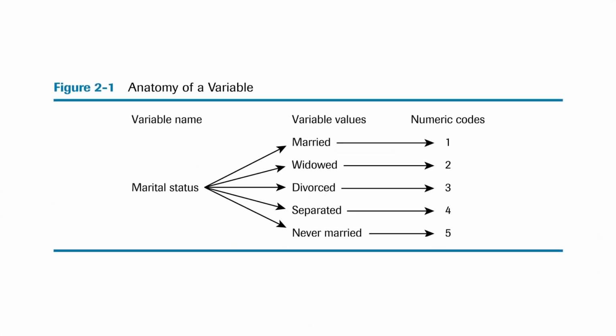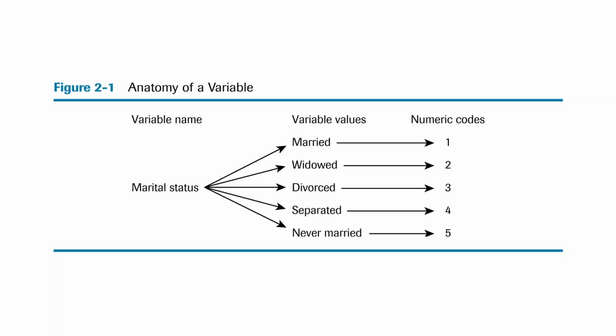Here's what I call an anatomy of a variable, and there's a confusion I want to address here, and I use this particular variable for a reason. This is a variable named marital status. That's the variable name, as you can see. The values have words. The way you distinguish the values of this variable is to use words: married, widowed, divorced, separated, never married. These are the 5 possible values of this variable.